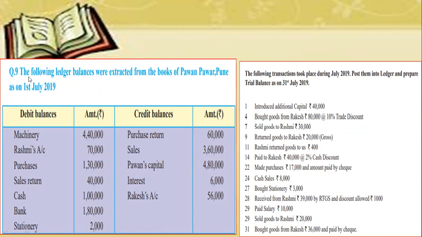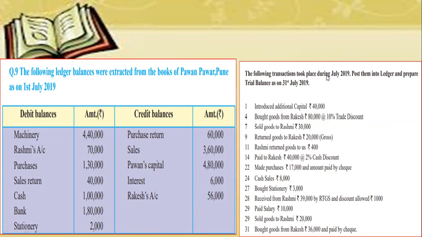First, see the example. The following ledger balances were extracted from the books of Pawan Pawar, Pune as on 1st July 2019. Debit balances: machinery 4,40,000, Rashmi's account 70,000, purchases 1,30,000, sales return 40,000, cash 1 lakh, bank 1,80,000, stationery 2,000. Credit balances: purchase return 60,000, sales 3,60,000, Pawan's capital 4,80,000, interest 6,000, Rakesh account 56,000.